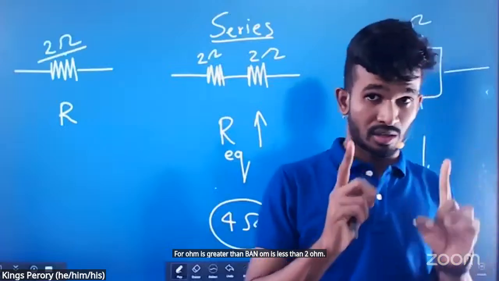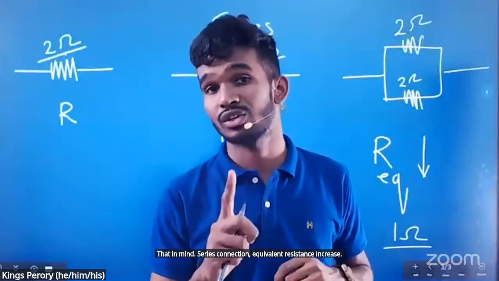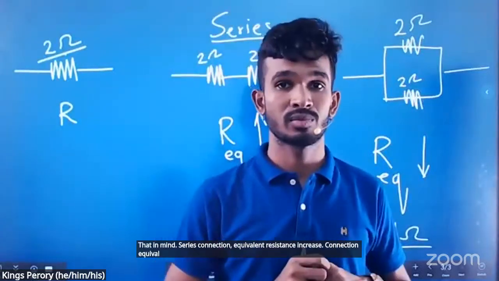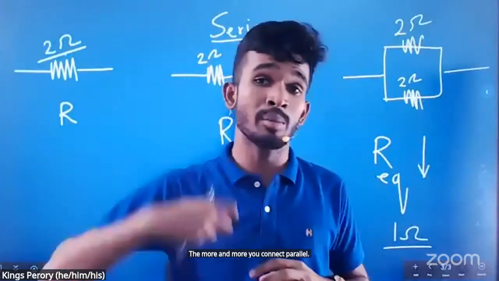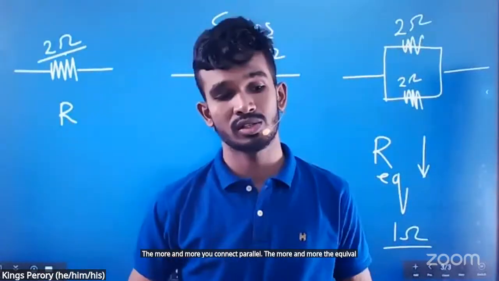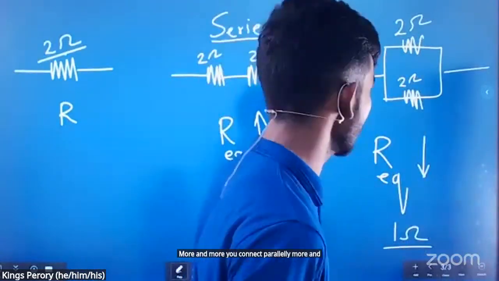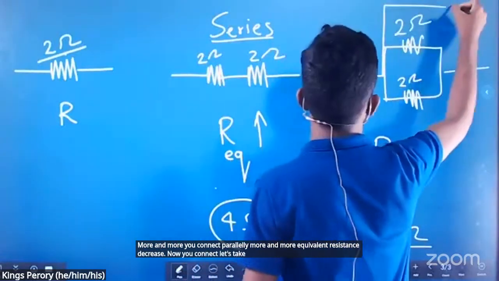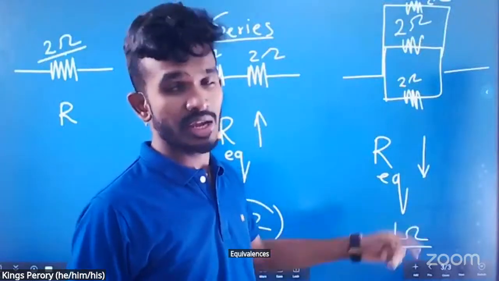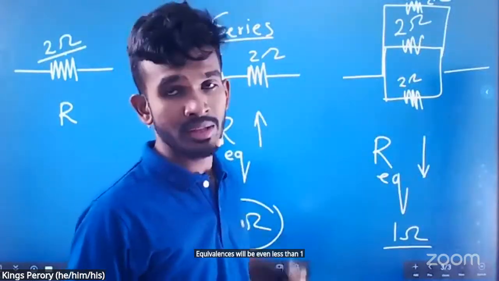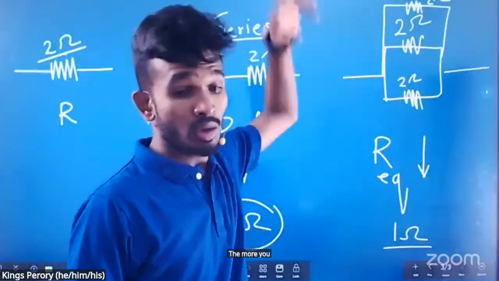Keep that in mind. Series connection, equivalent resistance increase. Parallel connection, equivalent resistance decrease. The more and more you connect parallelly, the more the equivalent resistance will decrease. Now you connect, let's take 3 like this. Equivalent resistance will be even less than 1 ohm. You connect 4 like that, even less than that.